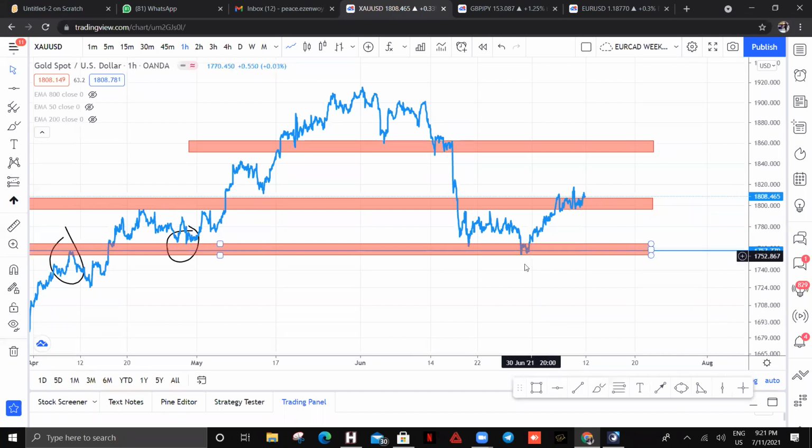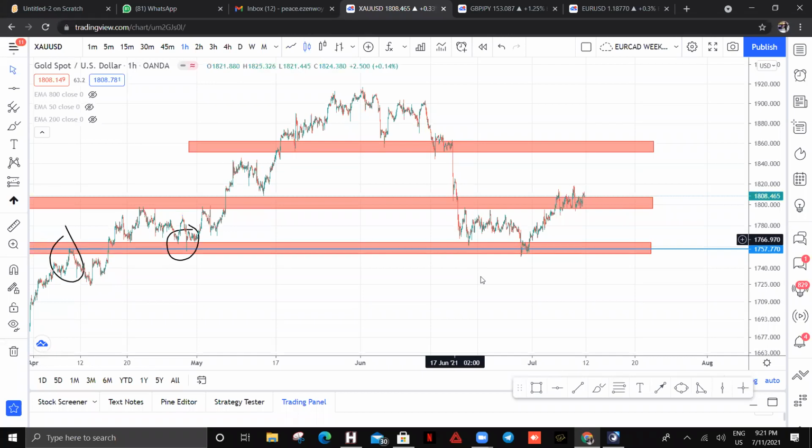So immediately I saw this double bottom, I actually spotted it on 15 minutes, not on 1 hour. I decided to take my buy because I knew it was time for price to go up.